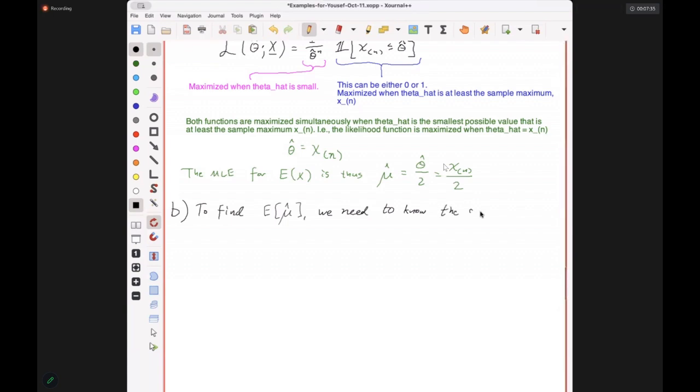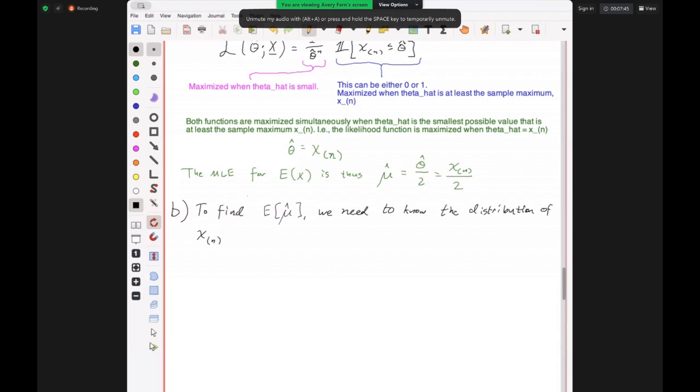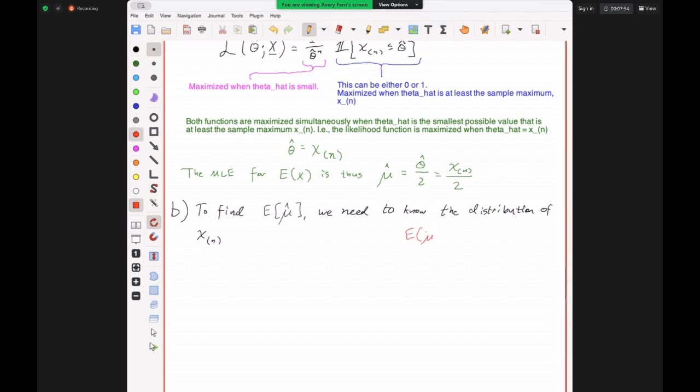We need to know the distribution of xn. Because are you familiar with calculating expectation as, I'll just use some arbitrary variable y. Expectation of y is the integral over all values of y times f of y dy. Are you familiar with this?